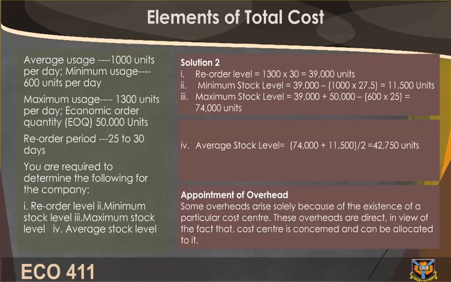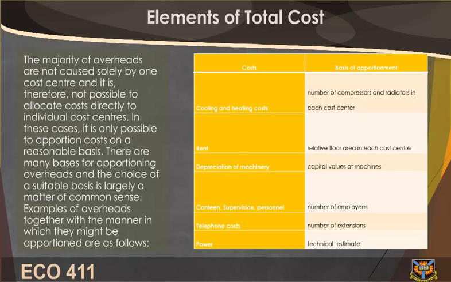Apportionment of overhead. Some overheads arise solely because of the existence of a particular cost center. These overheads are direct in view of the fact that cost center is concerned and can be allocated to it. The majority of overheads are not caused solely by one cost center, and it is therefore not possible to allocate costs directly to individual cost centers. In these cases, it is only possible to apportion costs on a reasonable basis.